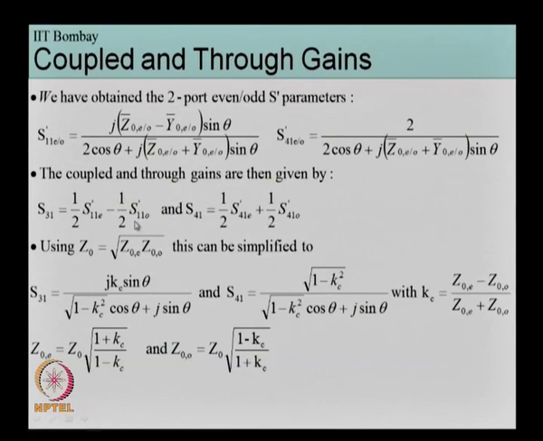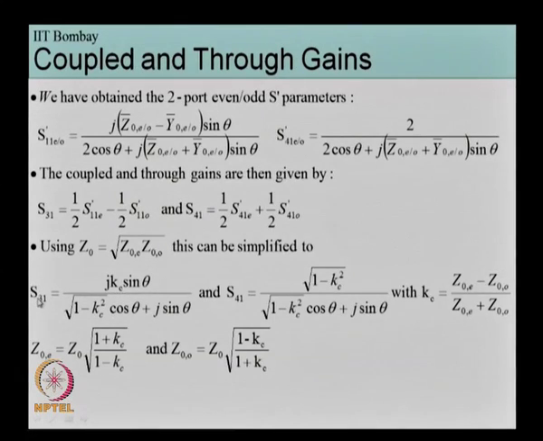Now, the S31 and S41 parameters can be found out using this equation, which we have already discussed, and then from the value of Z0 given by this equation. So, S31 is found out from S11E minus S11O, and S41 from the even and odd mode parameters we have already found out. Plugging these values into these two equations, we get this as the expression for S31 and this as the expression for S41.